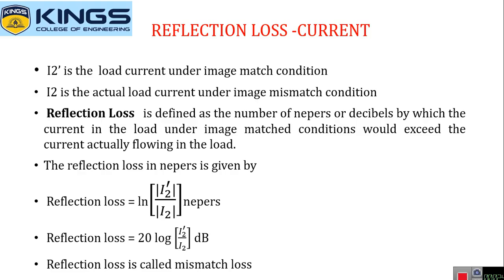So the reflection loss in nepers is given by reflection loss equal to ln of I2 dash by I2 nepers. If you take it in dB, it is 20 log of I2 dash by I2 dB. Here I2 dash is the load current under matched condition, and actually the current is I2. So reflection loss is also called the mismatch loss. So the ratio between I2 dash and I2, that is matched current and mismatched current, is called the reflection loss.